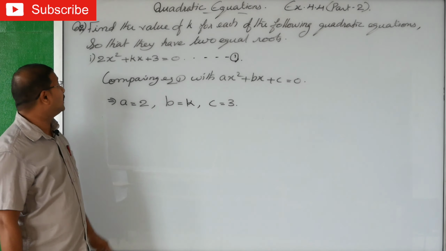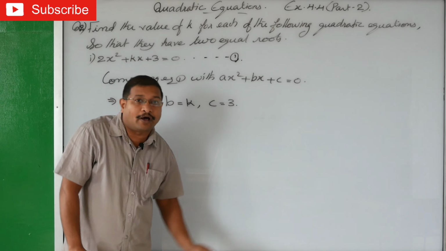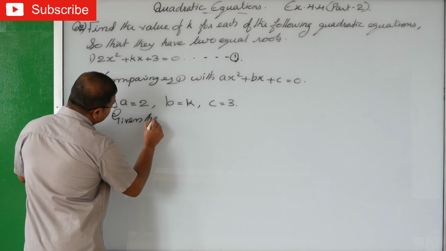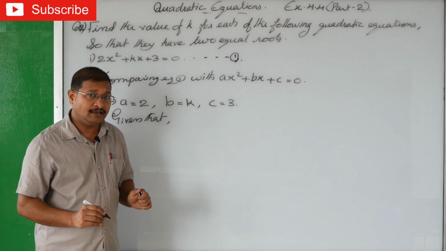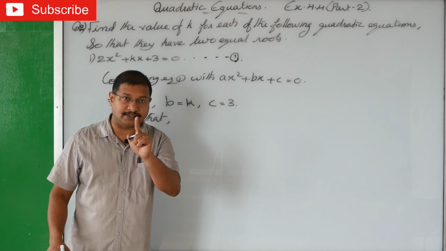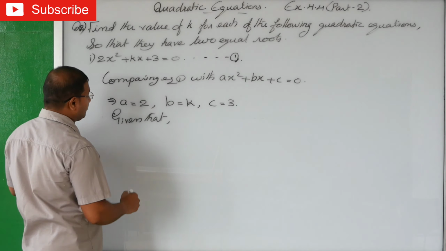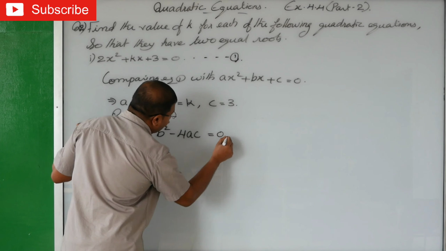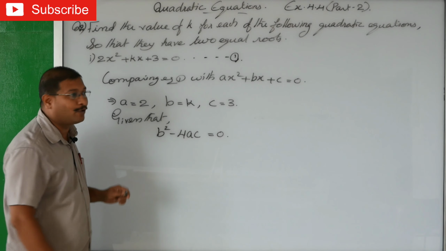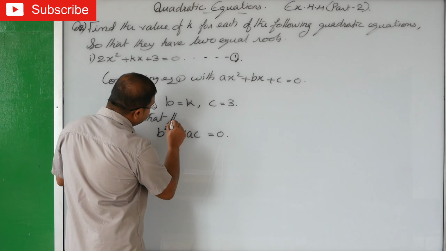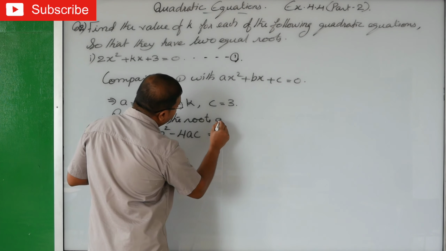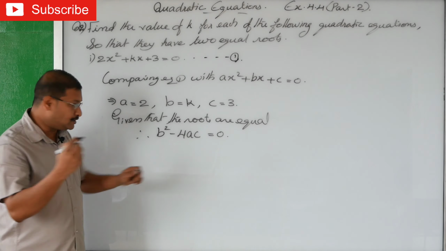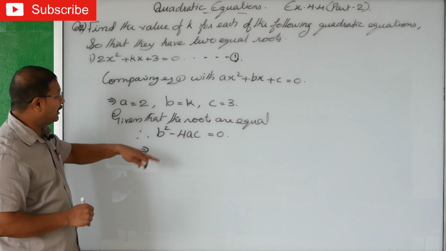Now it's already given in the question that the roots are equal. Roots are equal means what is the condition? The discriminant, that is b square minus 4ac equal to 0, isn't it? So we'll write: given that the roots are equal, therefore b square minus 4ac equal to 0. This implies, what is the value of b? The value of b is k.